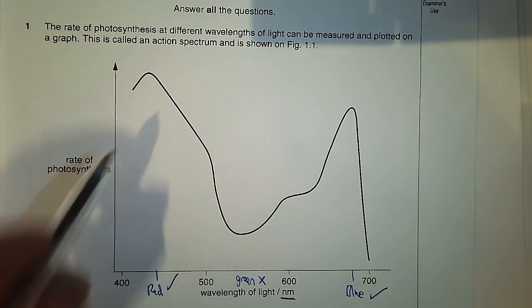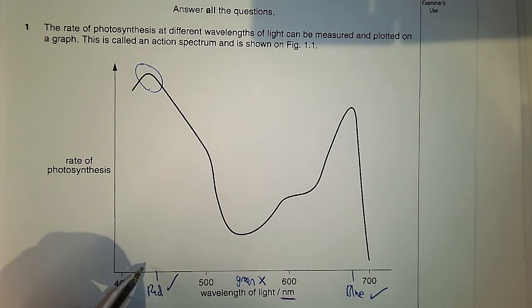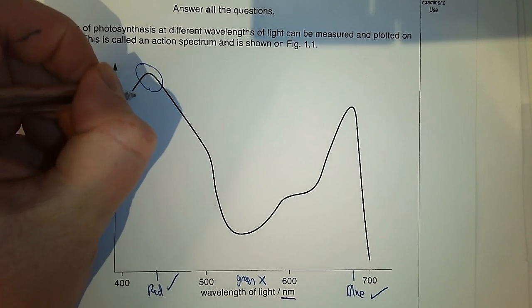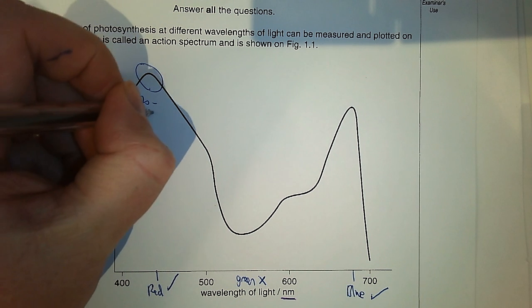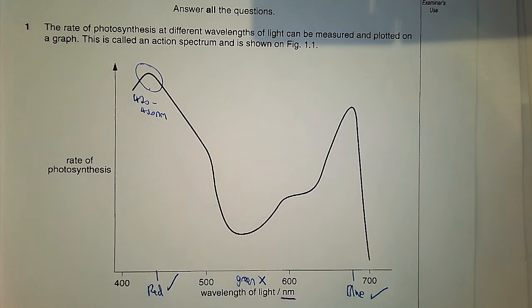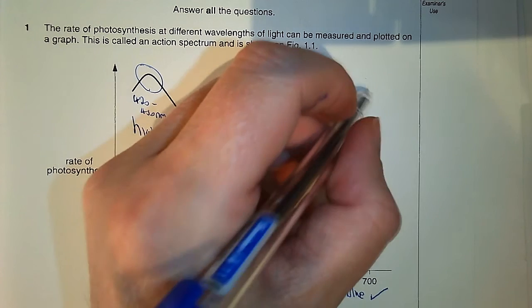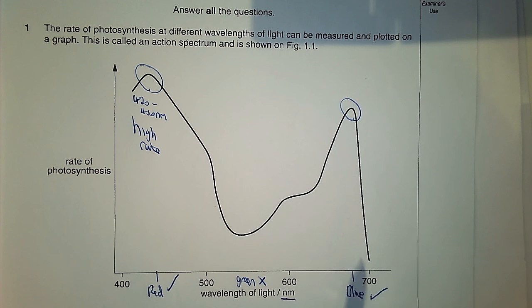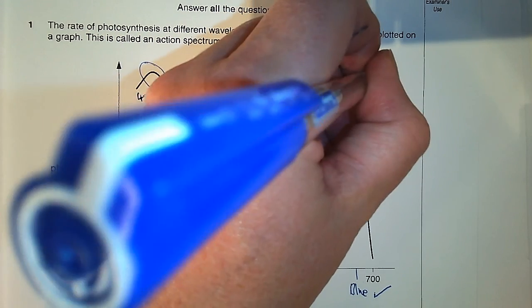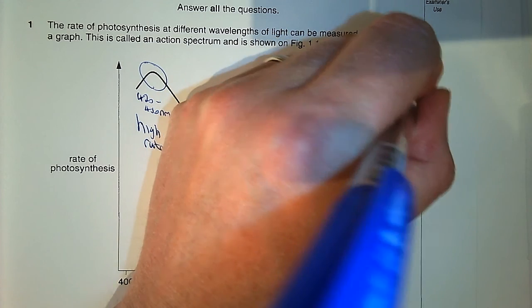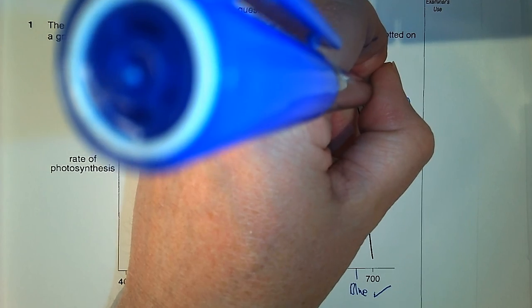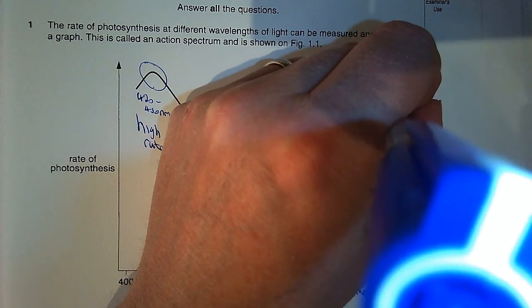So this peak here is between 420 to 450 nanometers. So that's a high rate. And we've got a second high rate peak here that is increasing from 650 to just before 700, so 690. So 650 to 690 nanometers. Again, make sure you're using units. There's a high rate of photosynthesis.